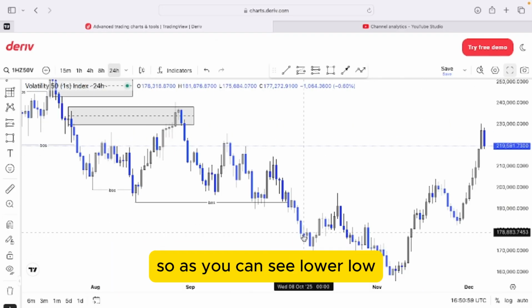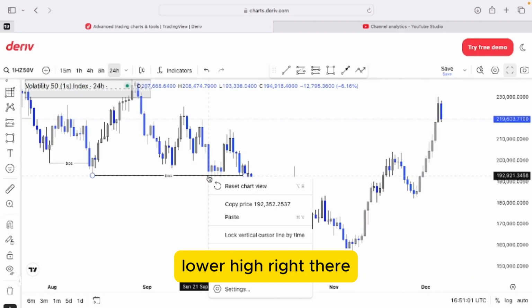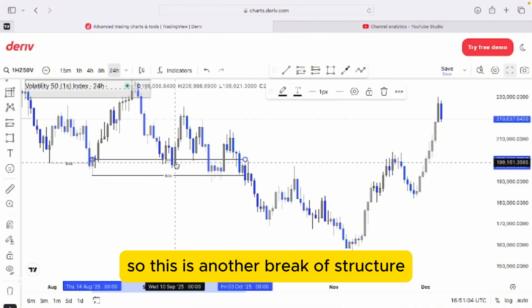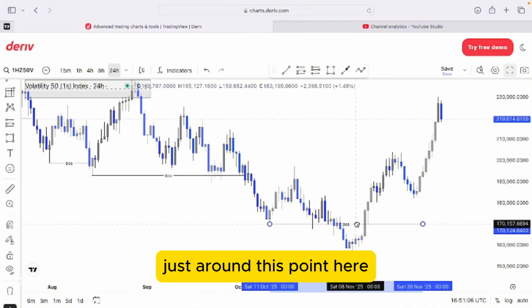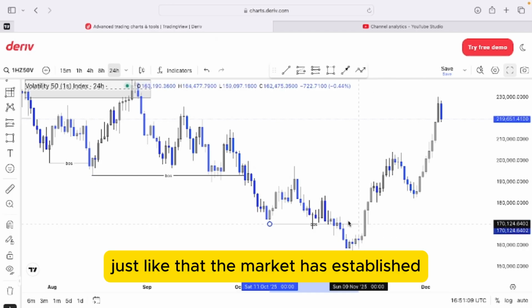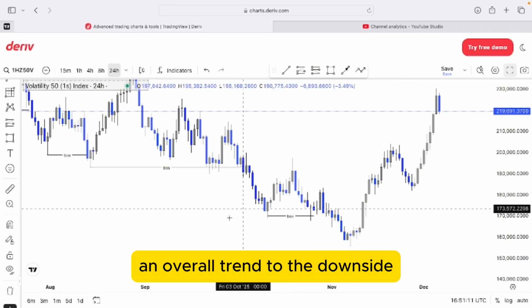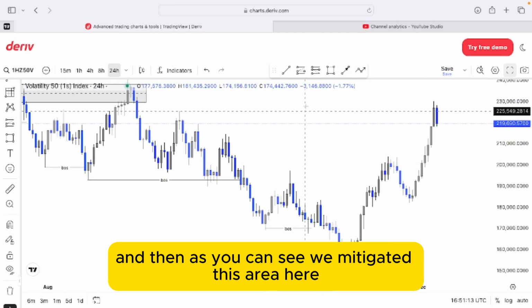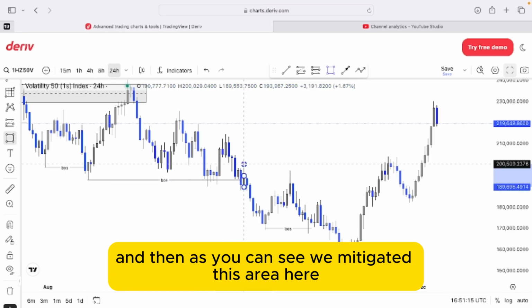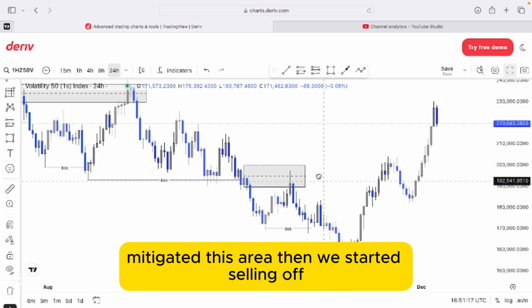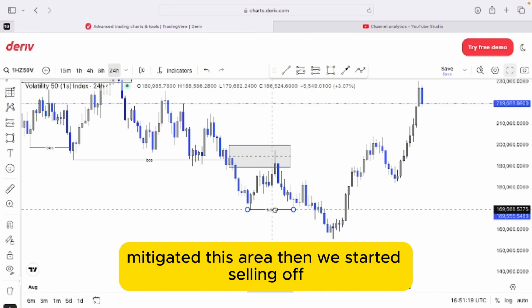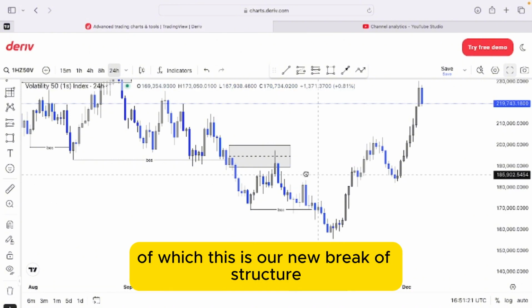So as you can see, lower low, lower high right there. So this is another break of structure just around this point here. Just like that, the market has established an overall trend to the downside. And then as you can see, we mitigated this area here, then we started selling off, which is our new break of structure.